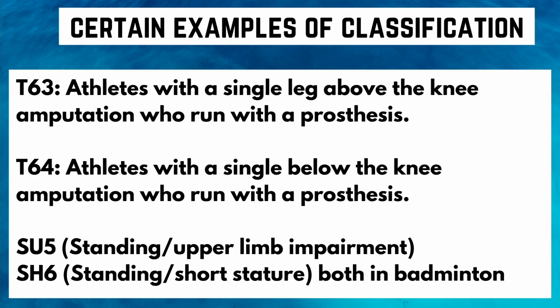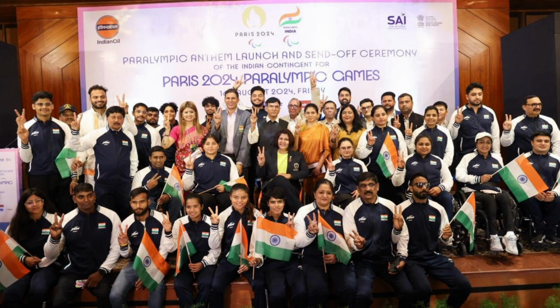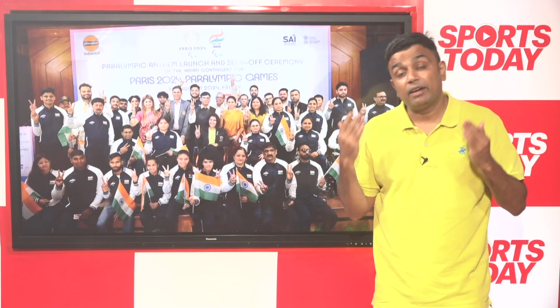T63: athletes with a single leg above the knee amputation who run with a prosthesis. T64, SU5 standing and upper limb impairments. SH6 shooting. All these kinds of things. And T64 can also include other sports like table tennis for that matter: athletes with single below the knee amputation who run with a prosthesis. T63, T64 is track and field. SH6 is for shooting. So basically these are the few broad classifications under which the Paralympians compete. But they have had far more success.